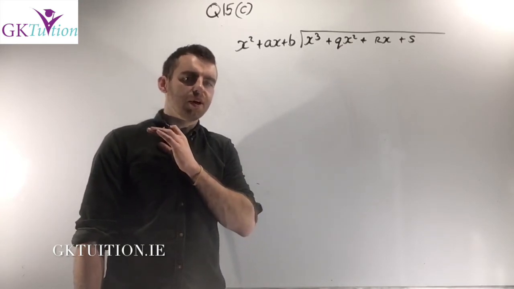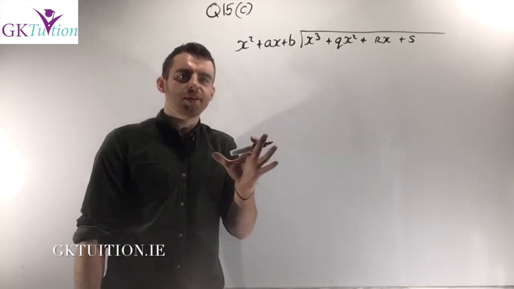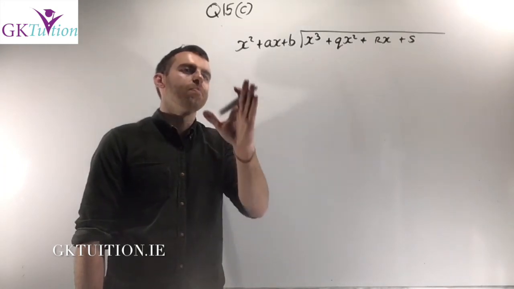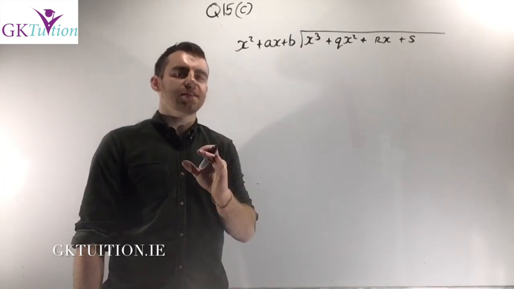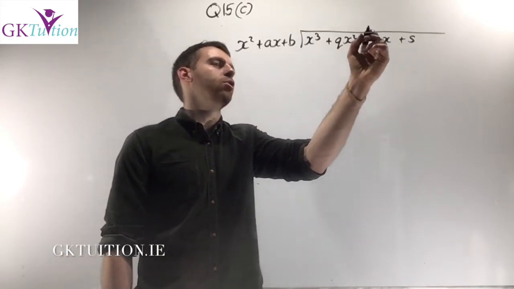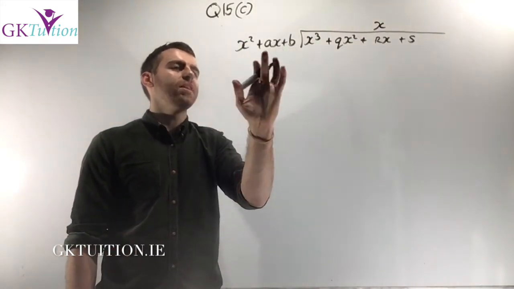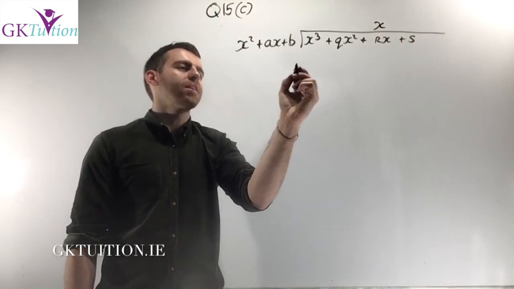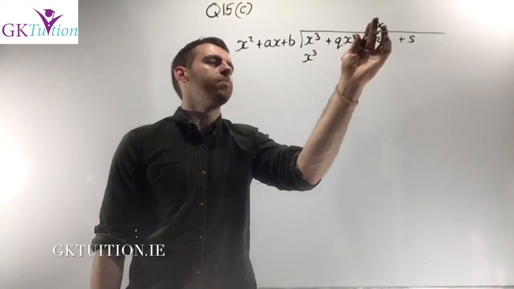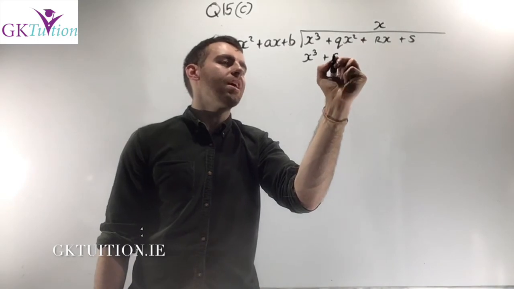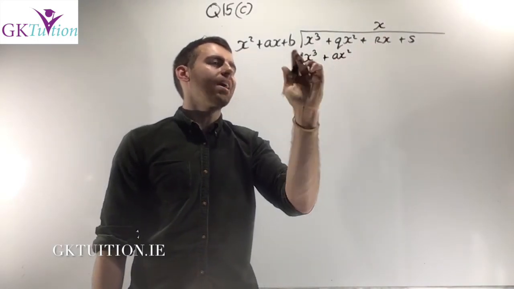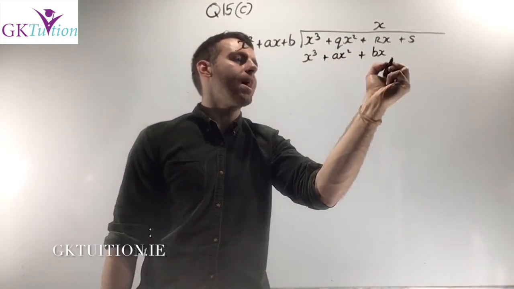So we're just going to do long division the same way we've been doing it for the last few years. We're going to divide x squared into x cubed. X squared into x cubed goes 1x times. Then we're going to multiply x by these three terms. X by x squared will give me x cubed. X by ax will give me ax squared. And x multiplied by b will give me bx.